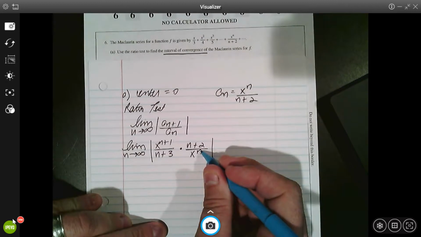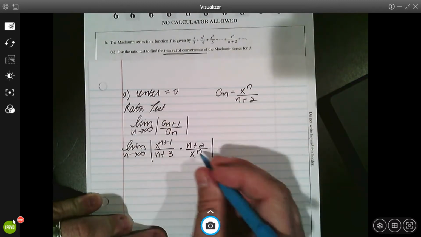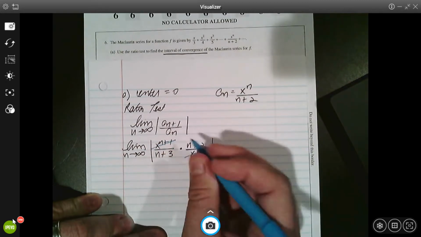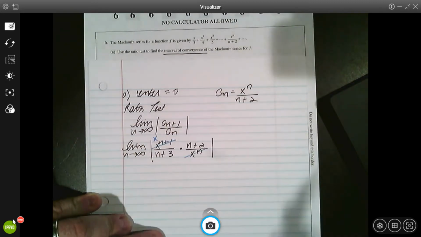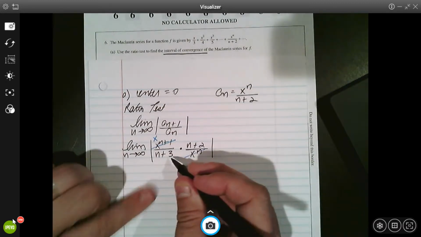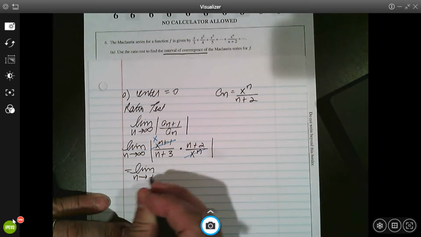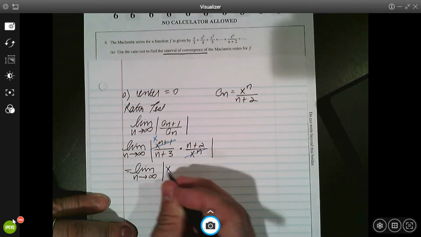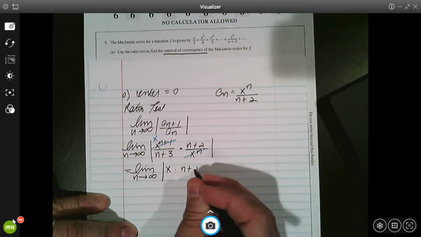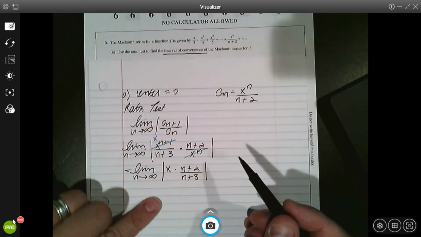I see x to the n in the denominator. I see x to the n plus 1 in the numerator. The x to the n and the x to the n are going to cancel, leaving you just x. Now, be careful. The n plus 2 and the n plus 3 are not going to cancel. So what you've got now is the limit as n approaches infinity of the absolute value of x times n plus 2 over n plus 3.